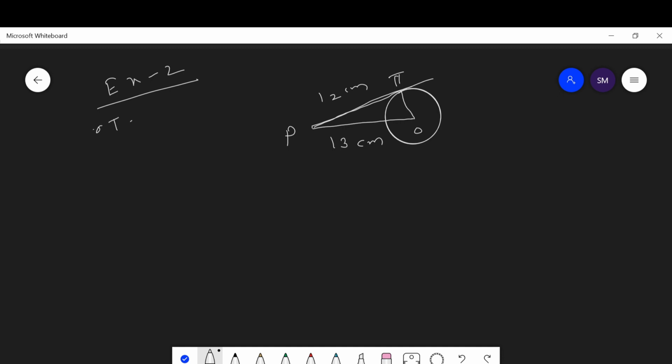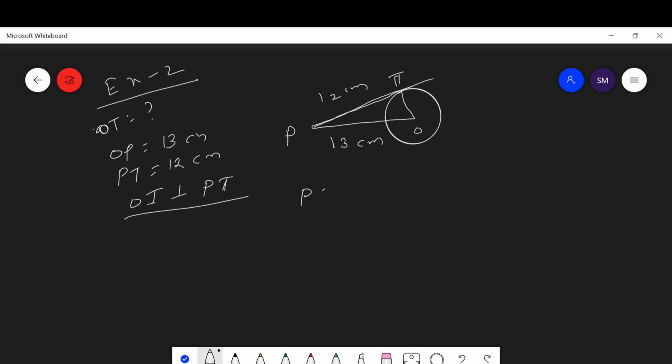That means we have to find OT. Here OP is given as 13 centimeter and the length of the tangent PT is given as 12 centimeter. As we know, OT is perpendicular to PT, because the radius is always perpendicular to the tangent at the point where the tangent touches the circle.